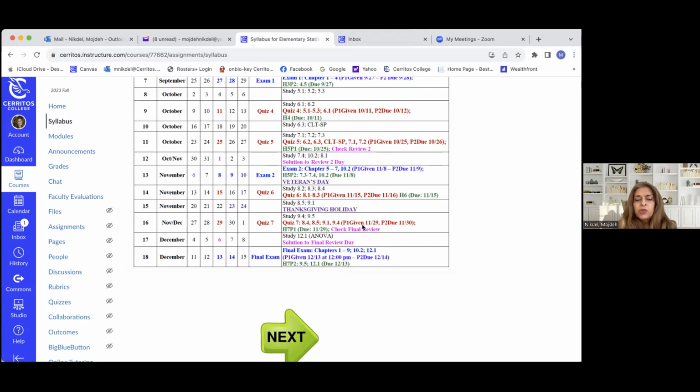And then next week, by the way, if you go to modules week 16, you will see the review for the final exam. And the next week, under module for week number 17, you're going to see the solution to the final review. Next week, again, you're going to have a Zoom class meeting. I'm going to cover 12.1 and answer your questions on the final exam review, if you have any.